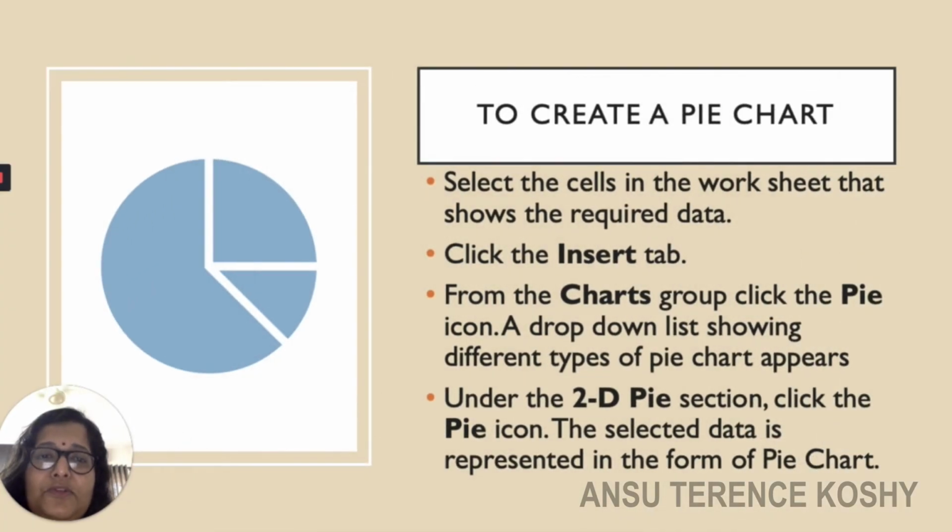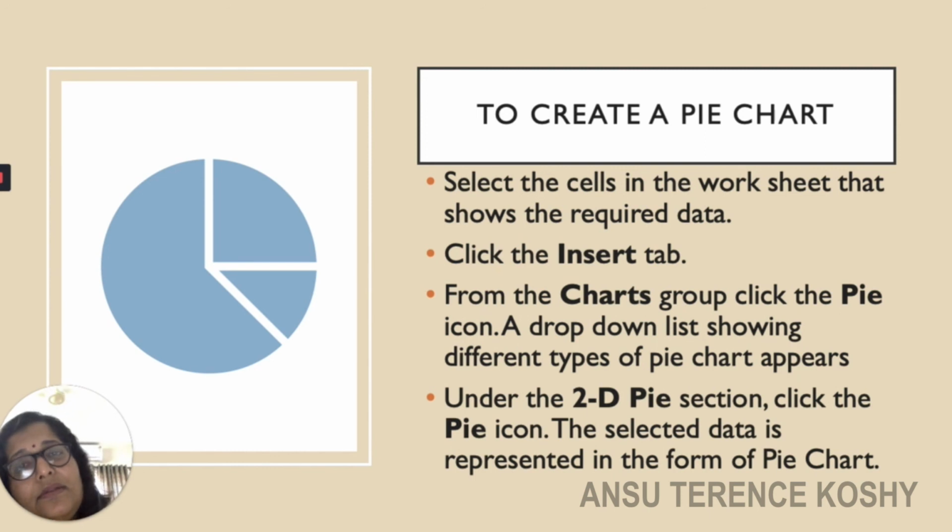Now, what are the steps to create a pie chart? You need to select the cells on the worksheet. What is there in the worksheet you need to select. Then click on the Insert tab. From that, you have to go to the Charts group. In the Charts group, you have to look for the pie icon.